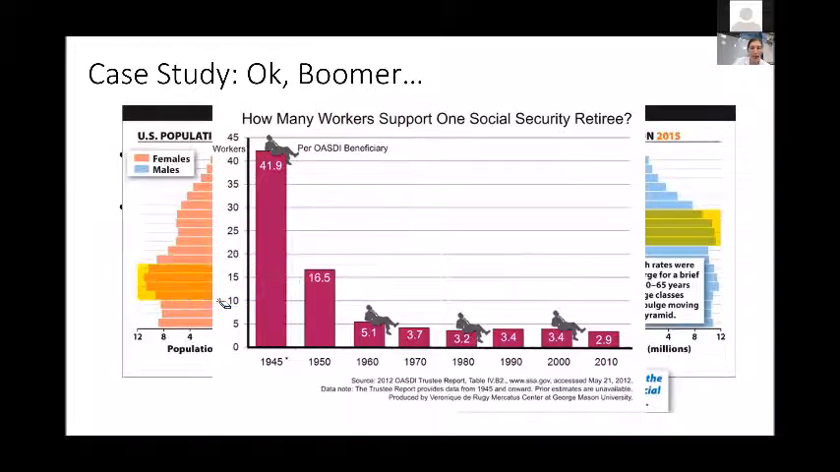So let's take a look at how many workers are needed to support one Social Security retiree. So in 1945, there were over 40 workers per retiree that helped to support those benefits. But as you see, as our growth rates have declined and our TFR has declined, this has become less and less. So if this drops below 2, that means there may not be enough workers to support our retirement systems and our Social Security, which is something that we've all sort of grown to rely on in our older years.